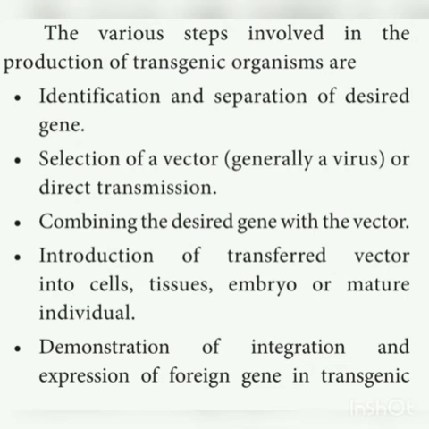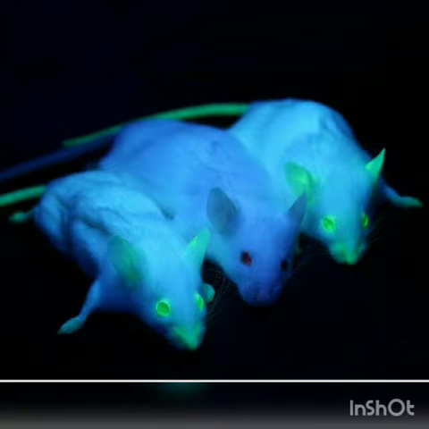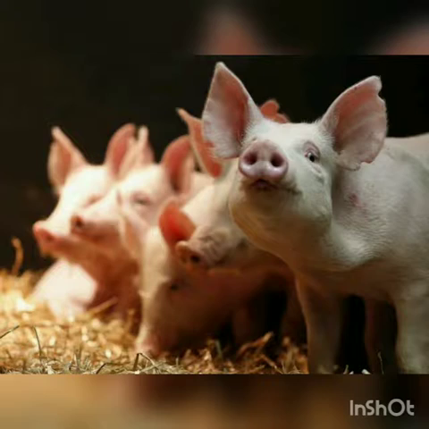There are various steps involved in the production of these transgenic organisms. They are identification and separation of the desired gene, selection of a vector or direct transmission, combining the desired gene with the vector, and introduction of the transferred vector into cells, tissues, embryos, or matured individuals. And finally, demonstration of integration and expression of the foreign gene in transgenic animals or tissues. Transgenic animals such as mice, rat, rabbit, pig, cow, goat, sheep, and fish have been produced.